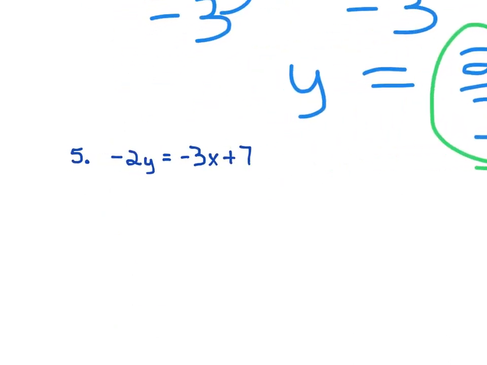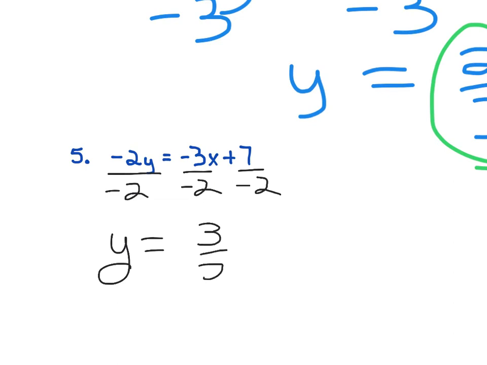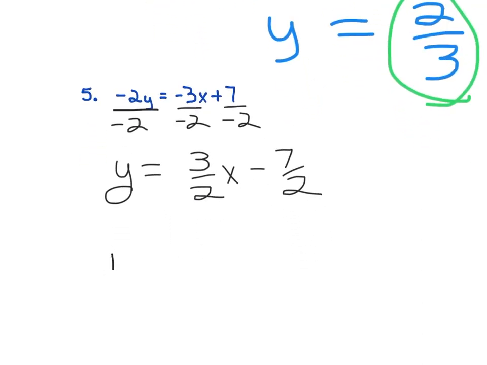Same thing on this one. I'm just going to put it into y equals mx plus b form. So I'm going to divide everything by -2. And I get y, again, negative divided by a negative. It will make this become a positive slope. And my y-intercept is -7/2. So the slope is 3/2.